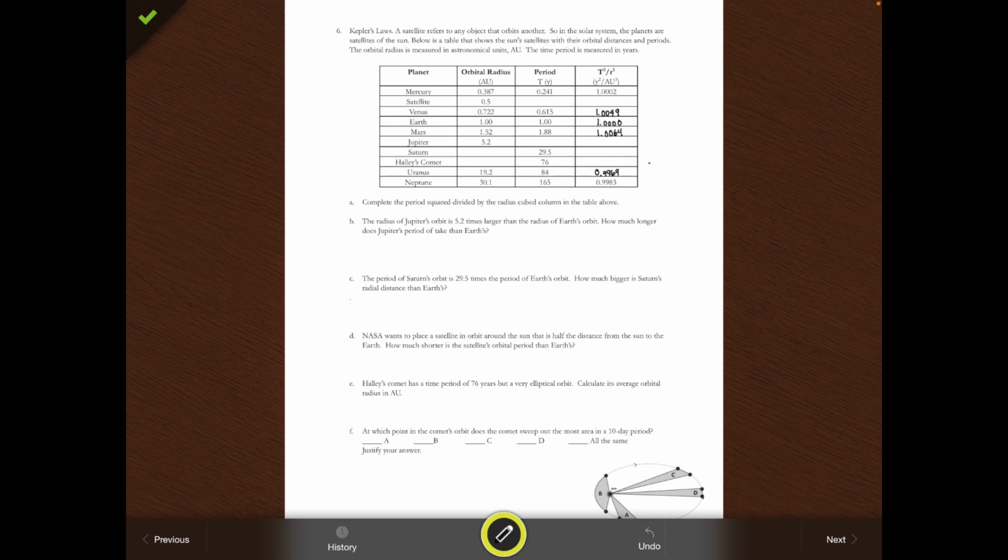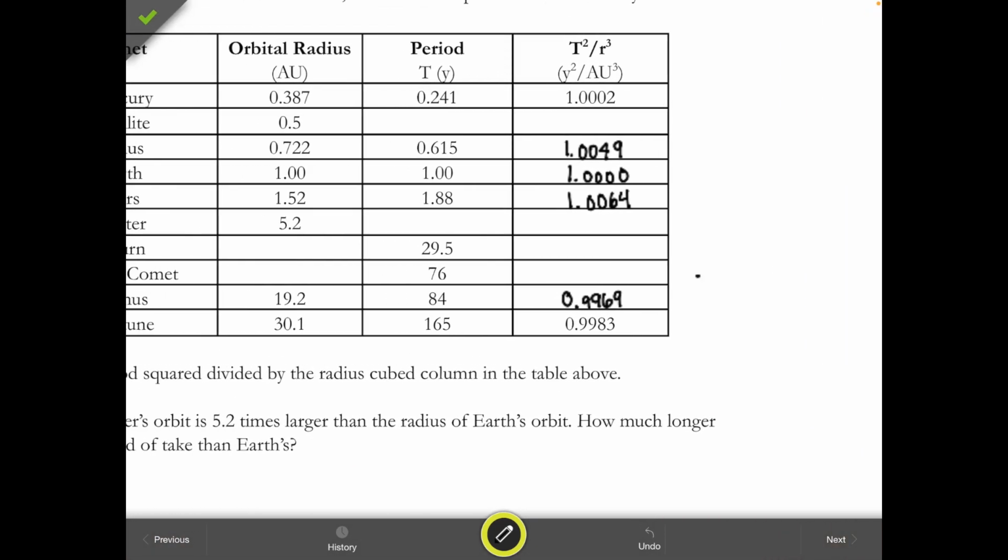And I want you to notice that because these are all orbiting the sun, these all have the same value, just about, for t squared over r cubed. So while I'm going to show you one way to solve problems B through E, the other way you could do it is noticing that this equation for Kepler's third law can be simplified. With the units that are given right here, the years and astronomical units, notice that this value ends up being 1 for everything that orbits the sun.